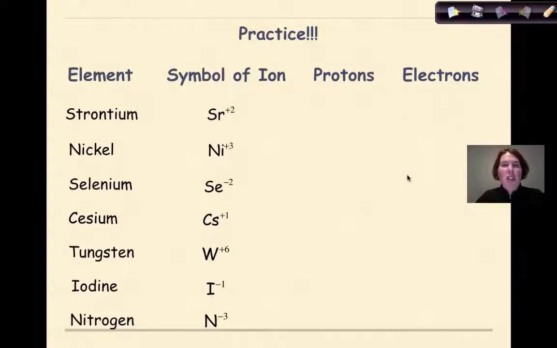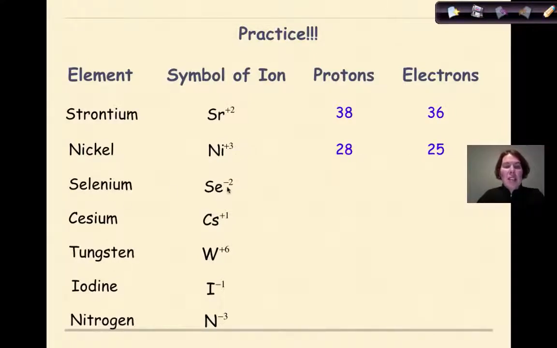Welcome back. Hopefully you've done the practice, so let's check your work. So strontium with the symbol of Sr+2. The number of protons will be 38 because that matches up to the atomic number. The electrons will be 36. Because there's more protons than electrons, the difference is 2, therefore it is a +2 charge. Nickel, I'm telling you that this ion of nickel is +3, therefore the atomic number is 28. So the number of protons is 28, and the number of electrons is going to be 25. 28 minus 25 will be 3, it's positive, so +3.